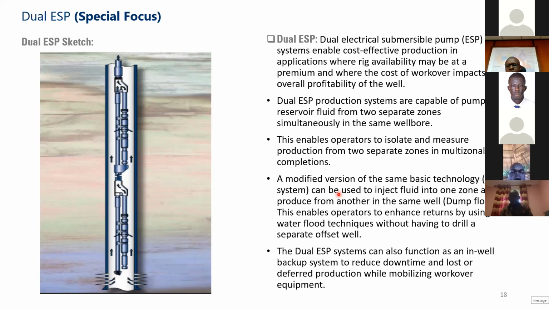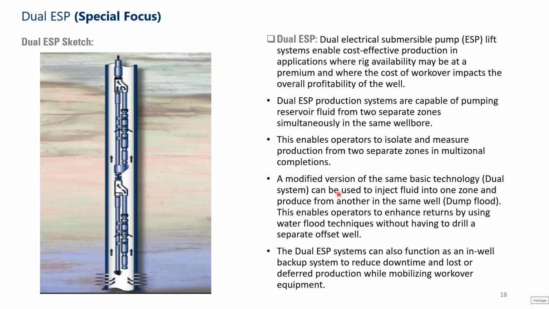Basically, dual ESP is an ESP system that enables cost-effective production in applications where rig availability may be at a very expensive cost. So, mainly for offshore operations where rig costs are very expensive, customers tend to look into the option of running dual ESPs, two ESPs in the same well, so that whenever one ESP fails, they will not need to mobilize a rig, which will be very expensive. However, they will just switch to the other ESP and then flow the well for a while.